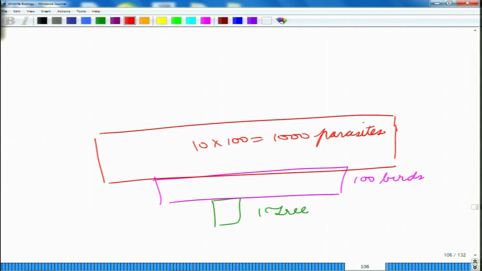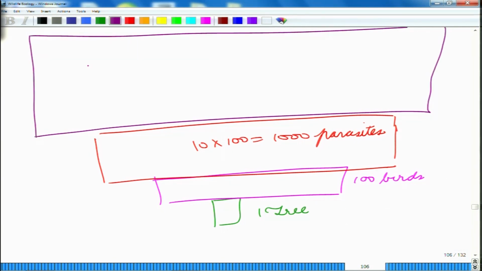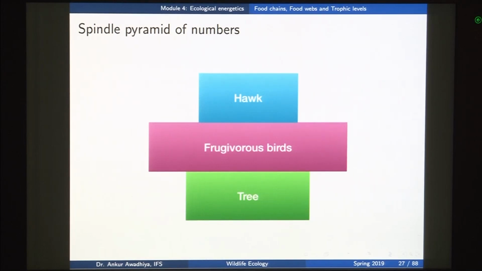Now, if each of these parasites is supporting say 200 bacteria, the number of bacteria on the top here would be very large, because each parasite is supporting 200 bacteria and you have 1000 parasites. So, you have 200,000 or 2 lakh bacteria. So, this is a pyramid of numbers that is inverted, because you have a smaller sized bottom and a larger sized top. You can also have other shapes such as a spindle.